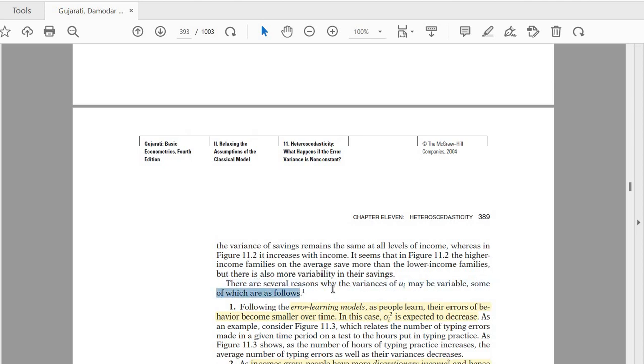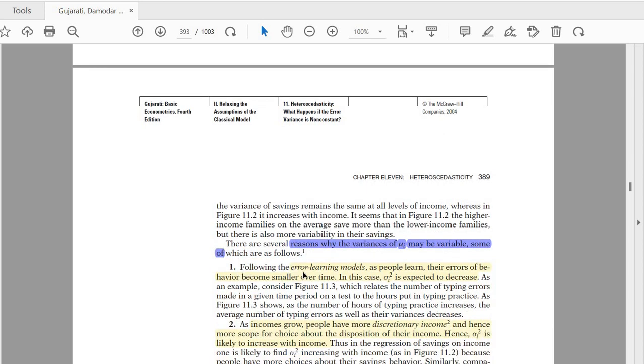Okay, next thing is that we have to see what the reasons are. There are several reasons that this heteroscedasticity can occur. So what are these reasons? First, the error learning model. Now what is the error learning model? Suppose I'm quoting the example which is given in the book.